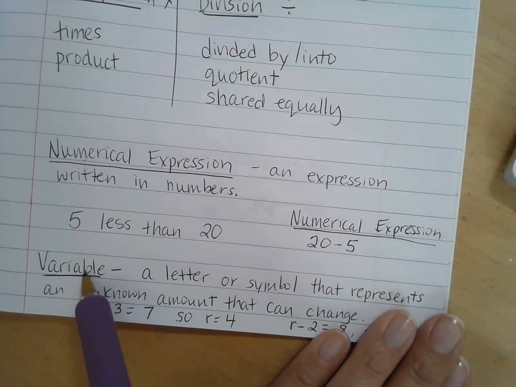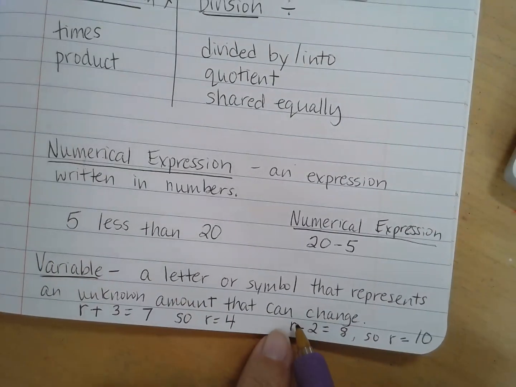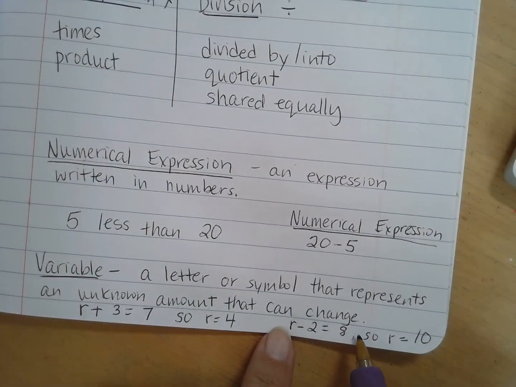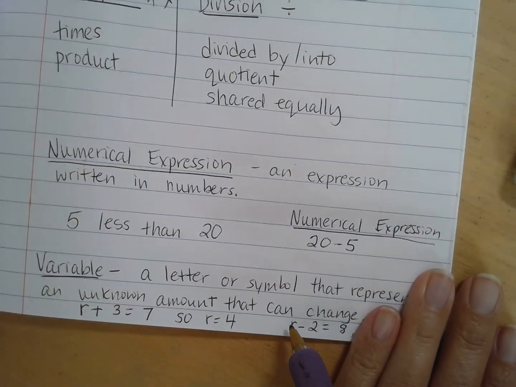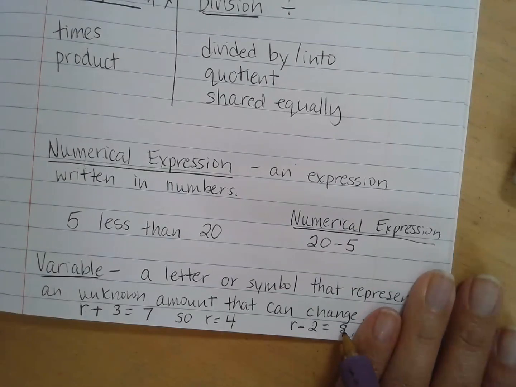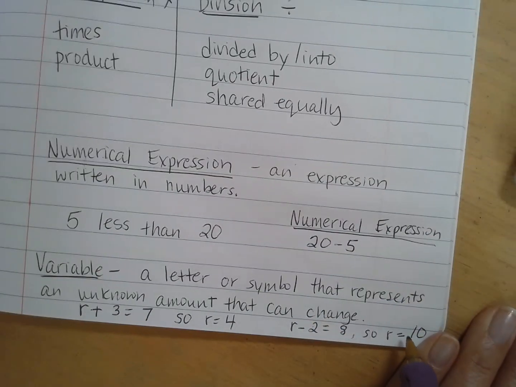Okay, so a variable can vary. It can change. Now, if I use the same letter R, but I write a different example, let's see what the R equals. So if I said R minus 2 is 8, what number does R need to be here to make this statement true, right? So if we know our subtraction facts, we know that 10 minus 2 equals 8. So in this instance, this R represents 10, right? 10 minus 2 is 8.